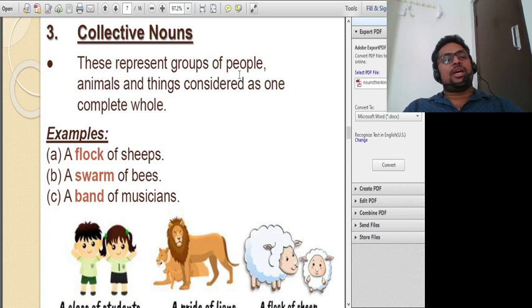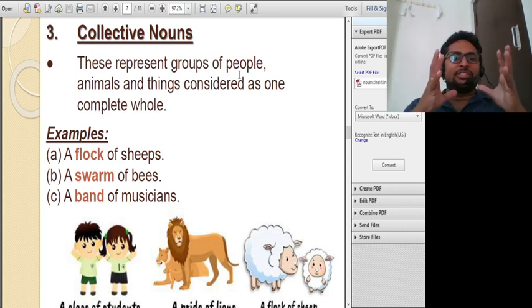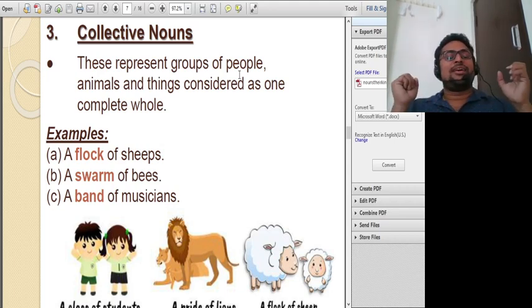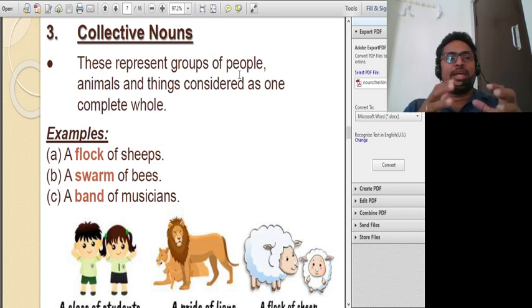We use collective noun to represent a group of people, a group of animals, and a group of things. We are considering a group of animals, things, and people as a whole, as a complete whole.